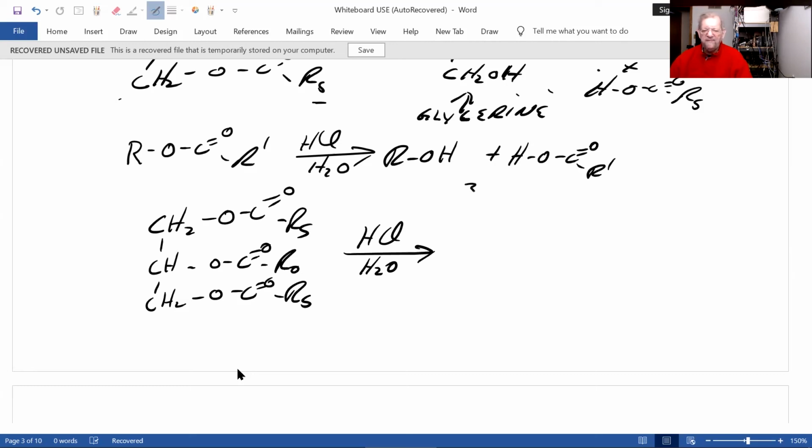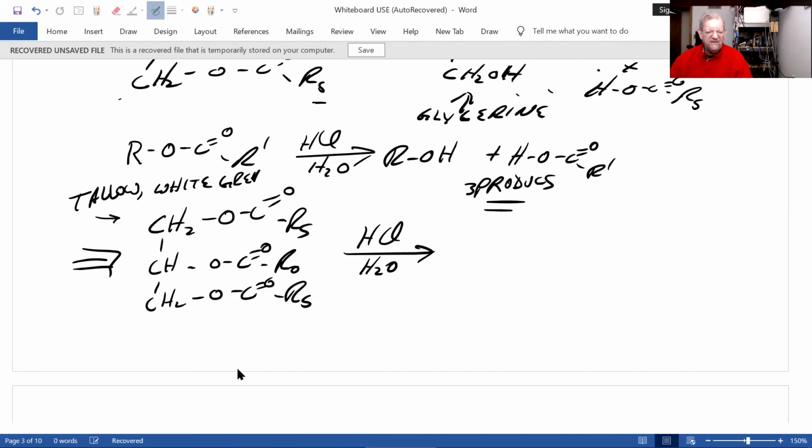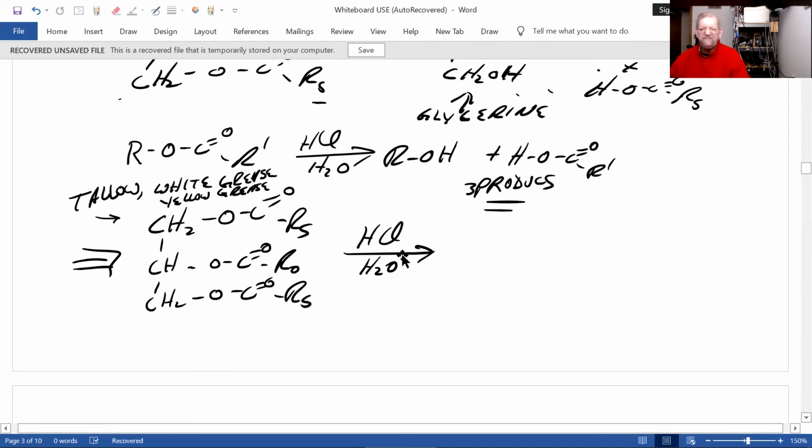All right, what three different products do you get when you do this reaction? Your turn. Remember, this is either tallow, white grease, which is pig's fat (tallow is beef fat), or yellow grease. Your turn. React this triglyceride with acid and water. What do you get?